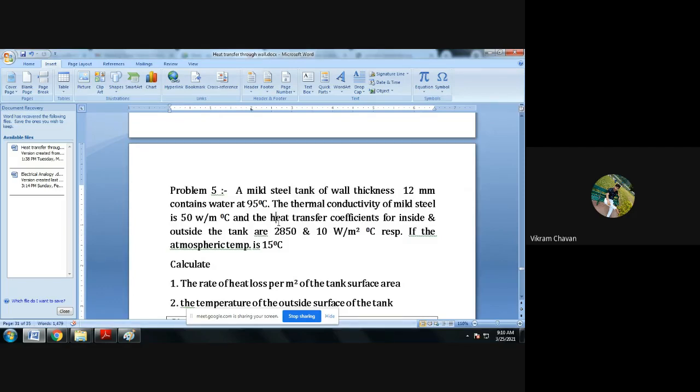and the heat transfer coefficient for inside and outside the tank are 2850 and 10 watt per meter square degree Celsius respectively.